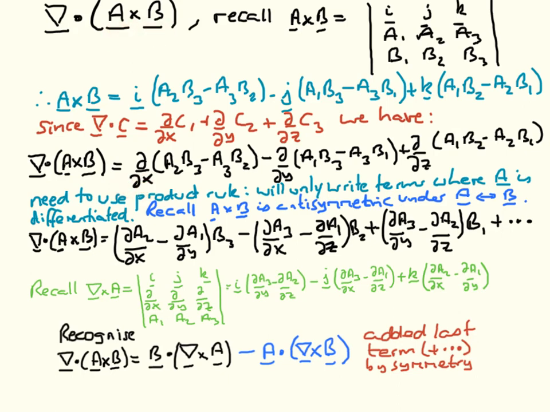So it's d by dx acting on this, minus, let's not forget this sign, the derivative with respect to y acting on this, plus the derivative with respect to z acting on this. So what we're going to have to do now is, just as in the previous exercise, to use the product rule, and for each one of these terms when we differentiate it we're going to get two terms where we differentiate A and the other term where we differentiate B.